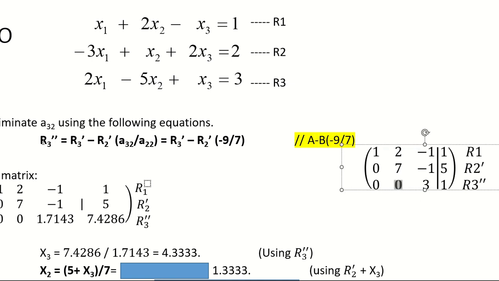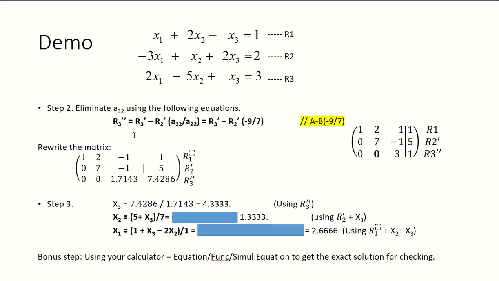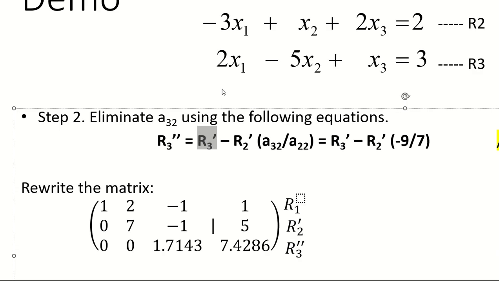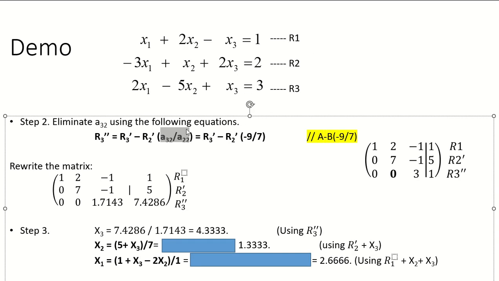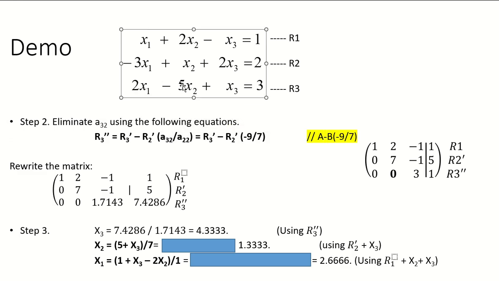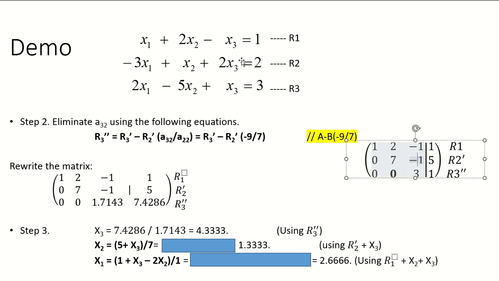So using the following equation, R3 prime prime equal to R3 prime, and then minus the R2 prime with this coefficient. So for this case, A23, what's the A23? A32 actually is here, so it should be the minus 5, minus 5? Hey, this one is wrong, I need to refer to here.